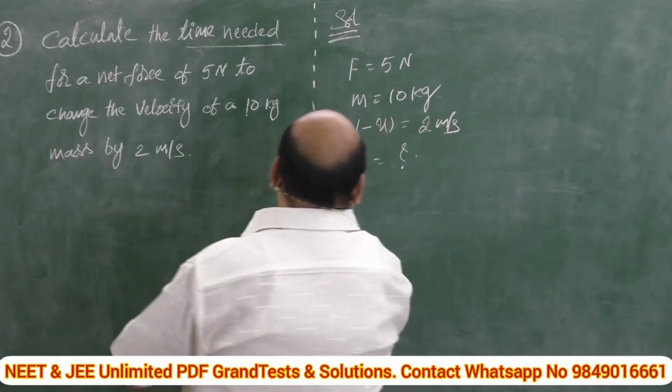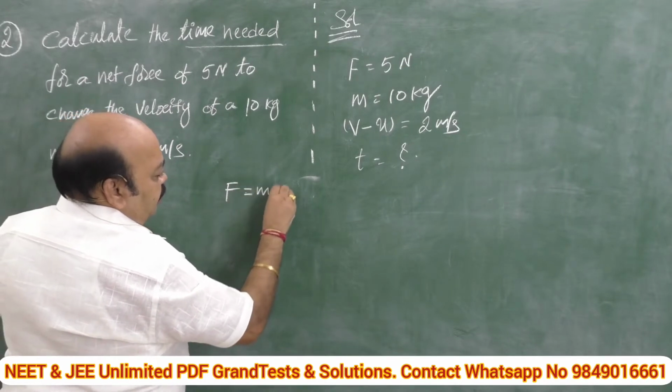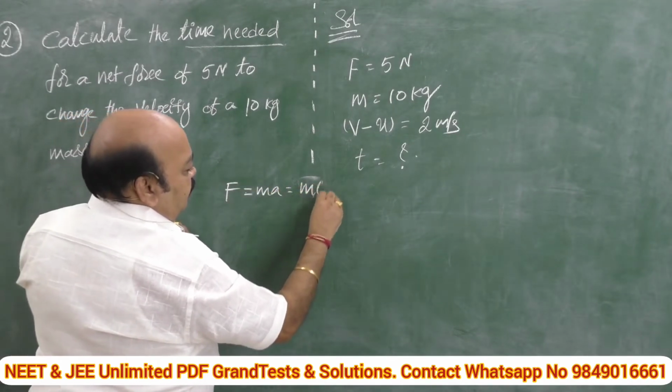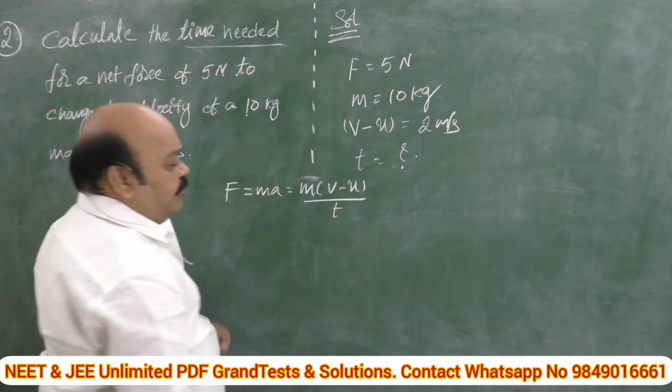Clearly we have force F is equal to ma. From this standard equation, we can write the same as m into (v minus u) by t.